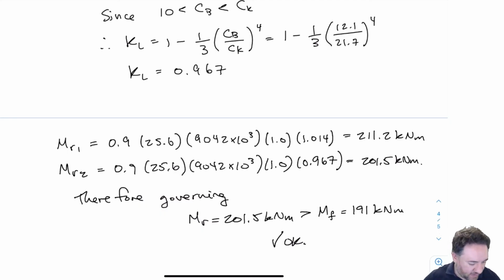Still plenty of room. Okay, so I'm going to put a cut in the video here, and in the next part, we're going to continue this example and look at shear resistance and then bearing resistance.